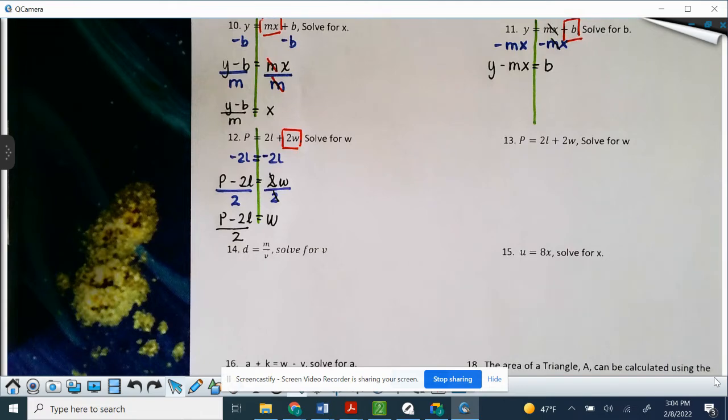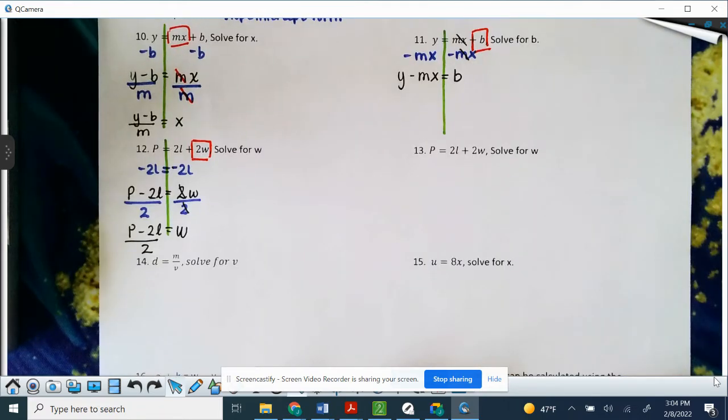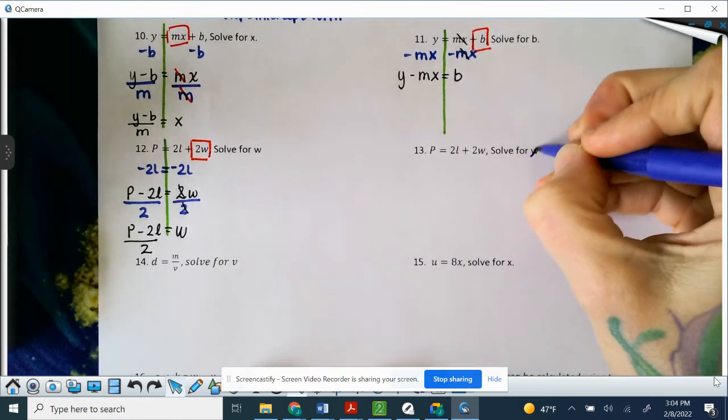All right. P equals 2L plus 2W, solve for, and that's supposed to say L. I'll fix it. So solve for L.